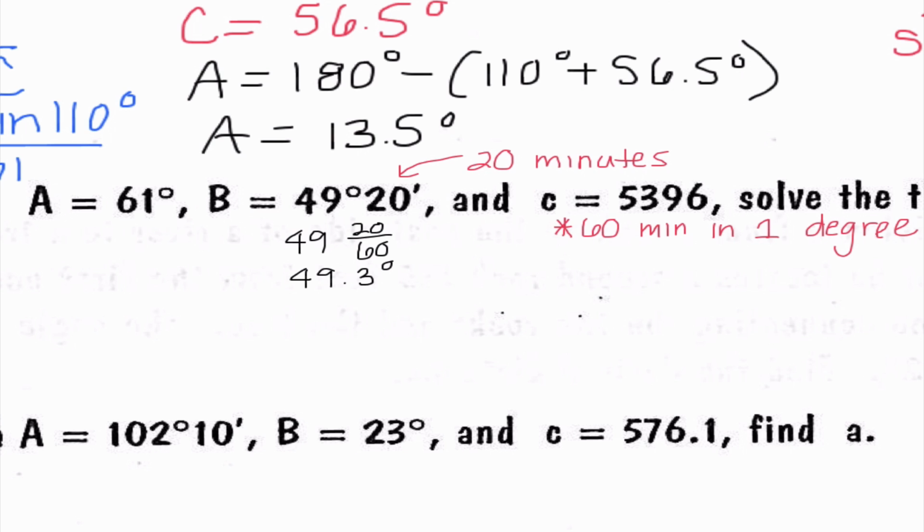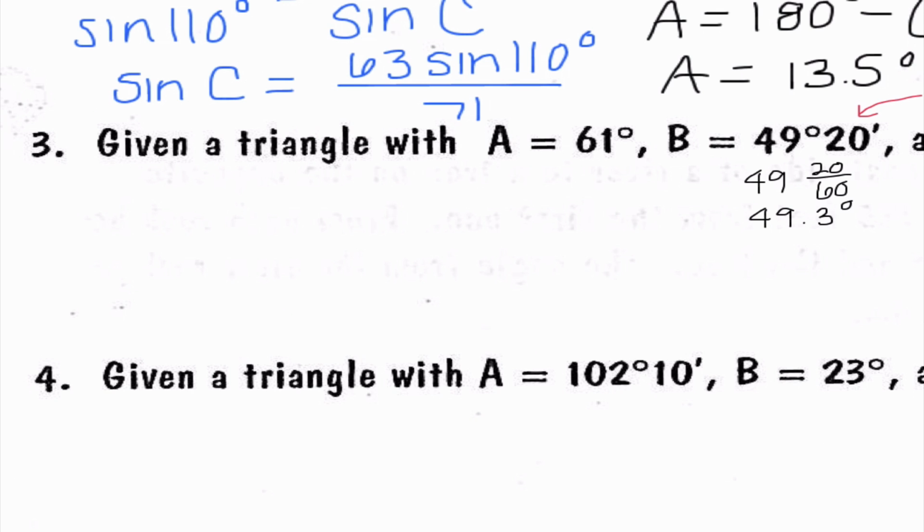If we left it at something else, it would definitely affect our answer. So the first thing I'm going to find is the easiest thing, and that's angle C. I know I can find angle C using the triangle sum theorem. So I'm going to do 180 minus the sum of those other two angles, and I get angle C is 69.7 degrees.